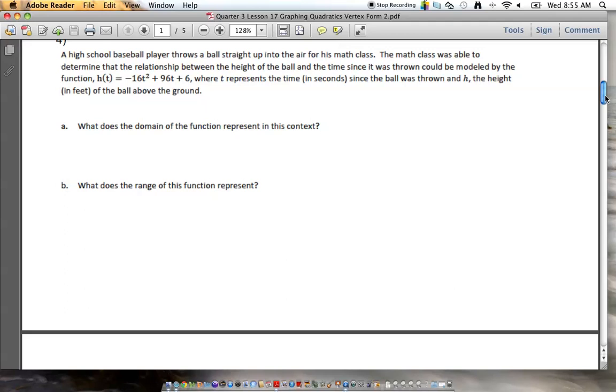At the instant before you throw the ball, what's the time? 0. So this is 0, 0 squared, this is 0. So at time 0, what's the height? 6. Therefore, the height from which the ball is thrown must be 6 feet.